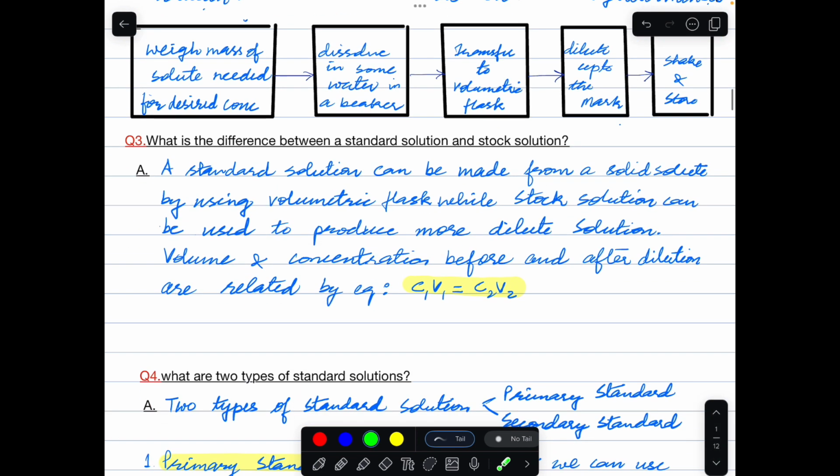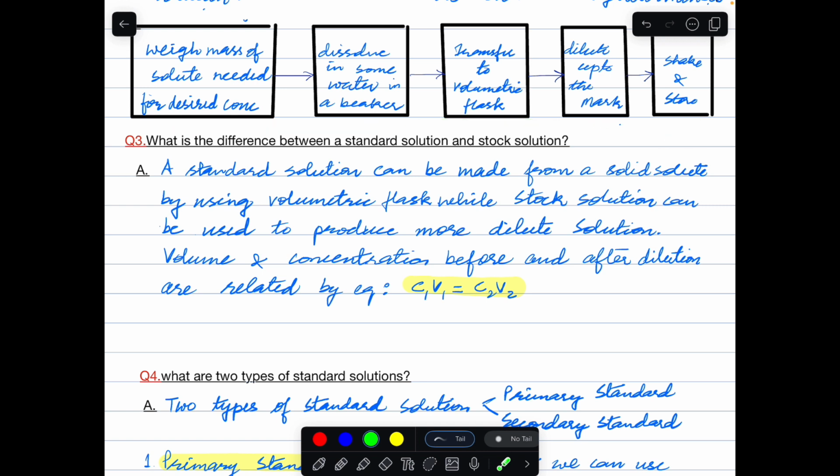What is the difference between a standard solution and a stock solution? Standard solution we have already discussed. You are clear about that. A standard solution can be made from a solid solute by using a volumetric flask. All those substances which are of high purity, from them after weighing, following these steps, we will prepare the standard solution, and we know the concentration of the standard solution accurately. But in a few cases, some substances are not stable or they are not of high purity. Therefore, in those cases, we cannot prepare a standard solution in this way by following these steps.